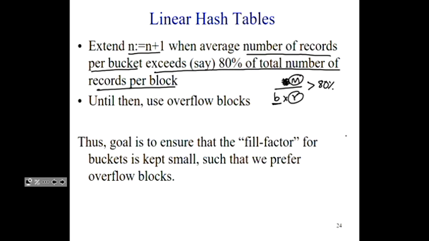Okay, so as I'm adding stuff, I need to make sure that the average number of records per bucket does not exceed some threshold that is dependent on the total number of records per block. So in some sense, this is the average number of records per bucket that I'm trying to constrain and keep small. Up until that point, if I have not met the threshold, then I can certainly use overflow blocks. Overflow blocks are not a problem as long as this threshold is met. This threshold is essentially a type of fill or capacity factor.